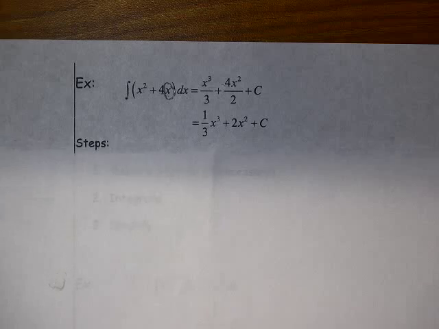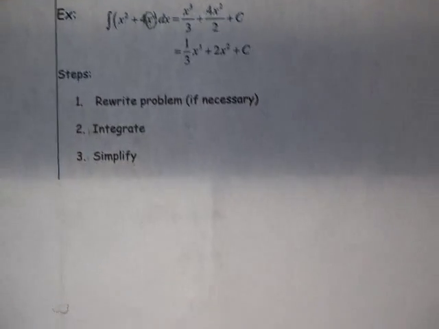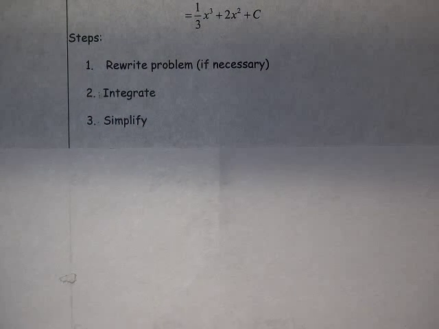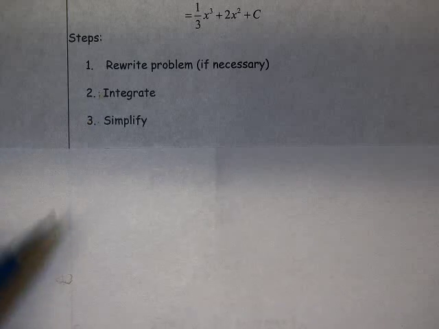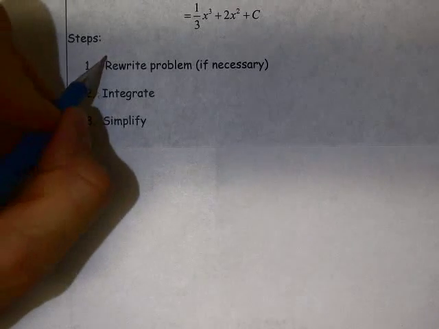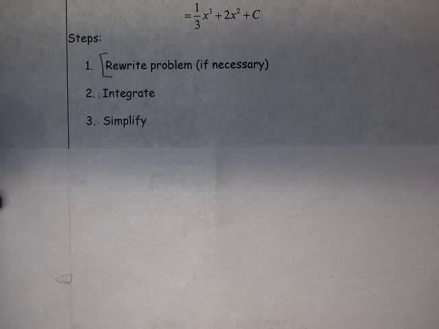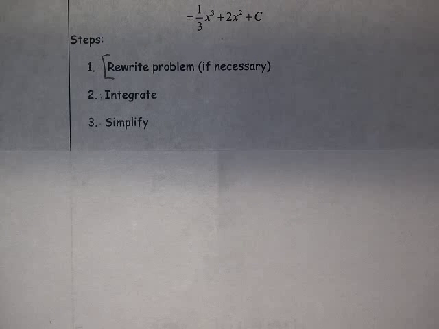There's my final answer. In general, we're going to rewrite the problem, then we're going to integrate, or find the antiderivative, then we're going to simplify. Rewriting is usually the key step here. We're going to rewrite it so that it looks like the result of taking the derivative. We want to make it look like the end result of something after we've taken the derivative of it.